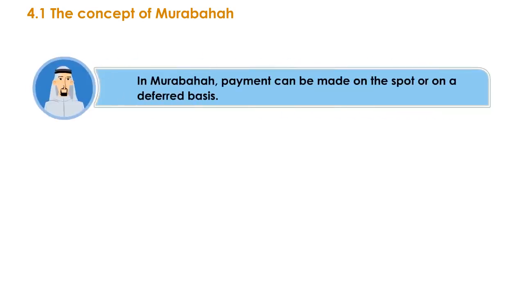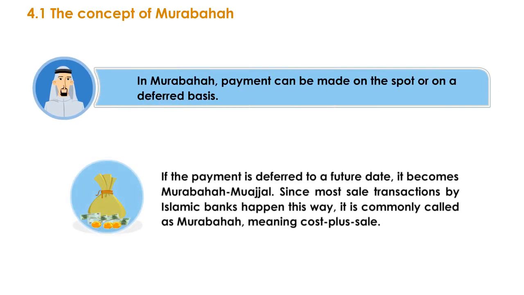In Murabbaha, payment can be made on the spot or on a deferred basis. If the payment is deferred to a future date, it becomes Murabbaha Muajjal. Since most sale transactions by Islamic banks happen this way, it is commonly called Murabbaha, meaning cost plus sale.